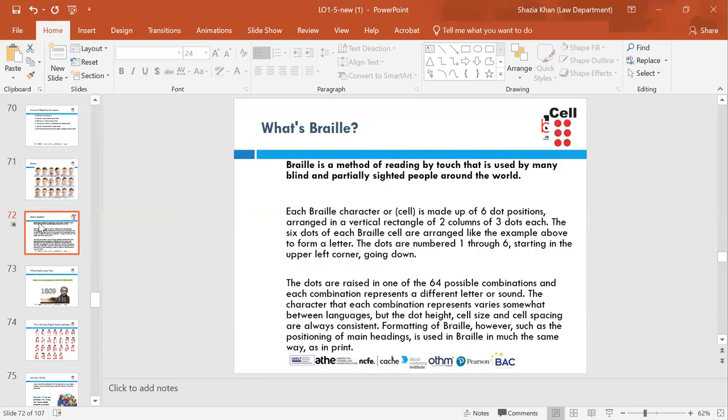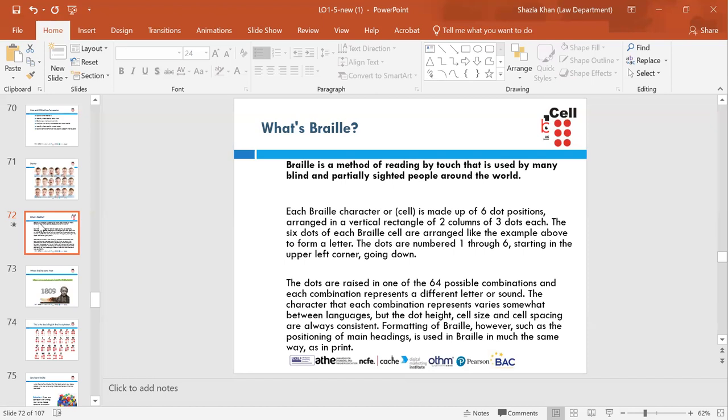So what's Braille? Braille is a method of reading by touching that is used by many blind and partially sighted people around the world. Each Braille character or cell is made up of 6 dot positions, arranged in a vertical rectangle or 2 columns of 3 dots each. The 6 dots of each Braille cell are arranged like the example above to form a letter. The dots are numbered 1 through 6, starting in the upper left corner going down. The dots are raised in one of the 64 possible combinations, and each combination represents a different letter or sound.